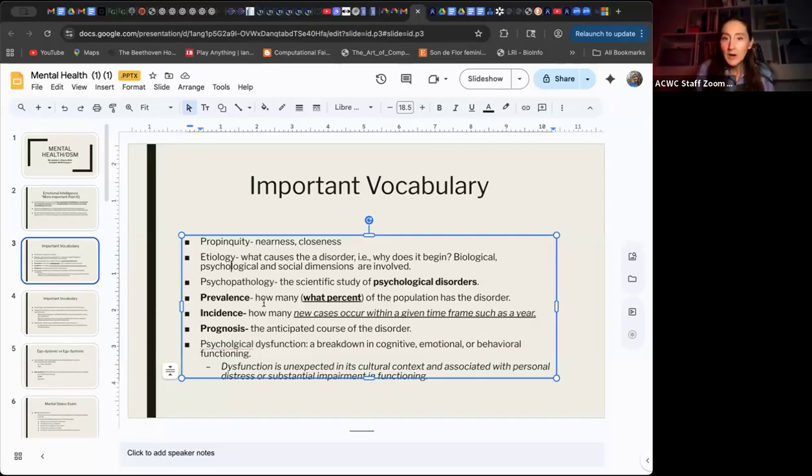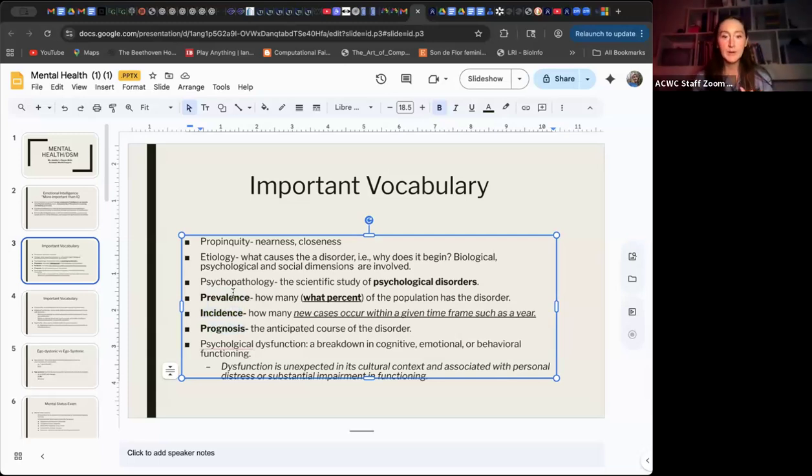So they can look at the biological, the psychological, and the social dimensions of why this started. Psychopathology, hear the word pathology in there, is when they do a scientific study of psychological disorders. Now, these words right here are bolded for a good reason. They are really commonly tested. These right here are really important.